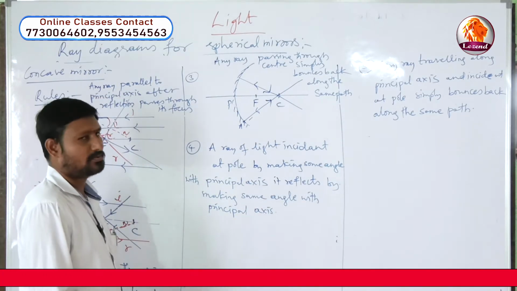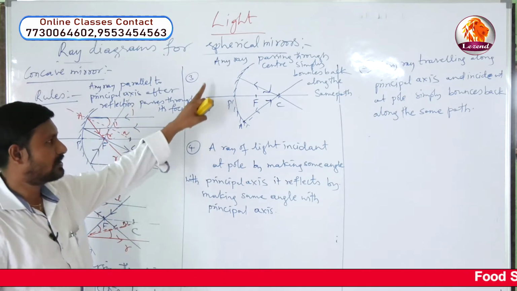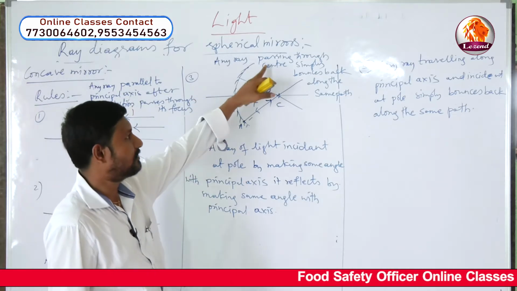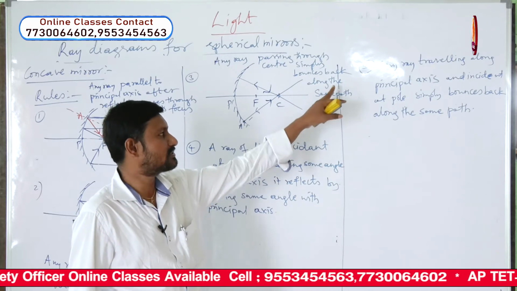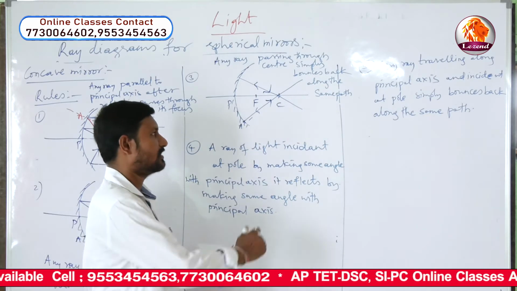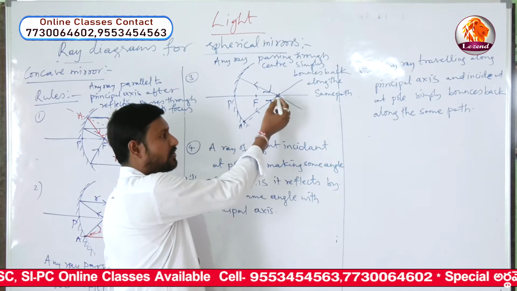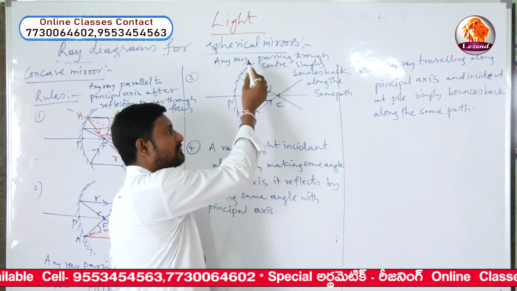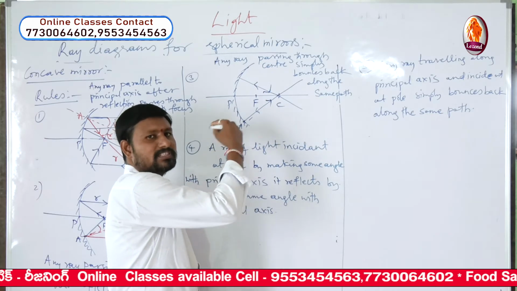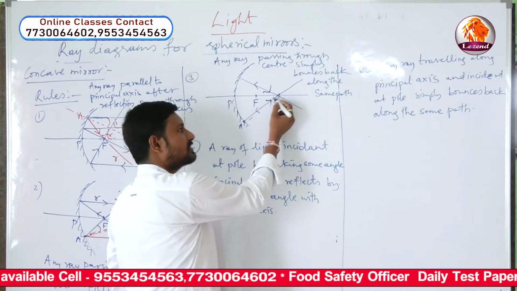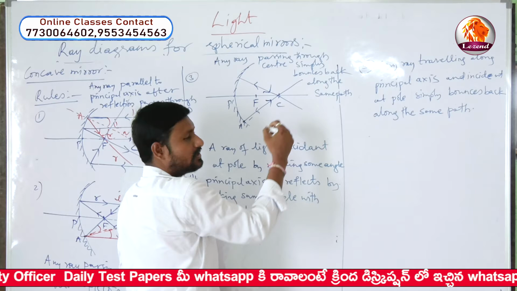Okay. We have seen the rules for drawing ray diagrams, the first two rules. The third rule is that any ray passing through the center of curvature simply bounces back along the same path. This is because any light ray passing through the center and incident on the mirror will behave like a normal. So any light ray falling normally on any mirror, plane or curved, simply bounces back. That is why this is the incident ray and this is the reflected ray.